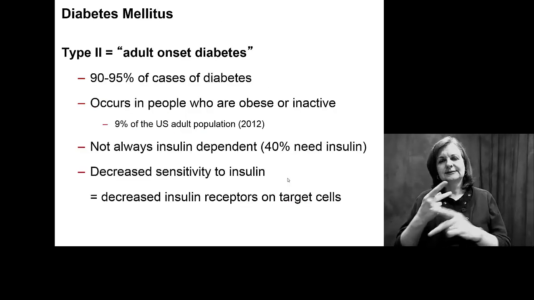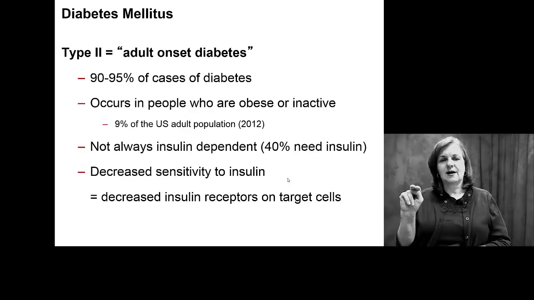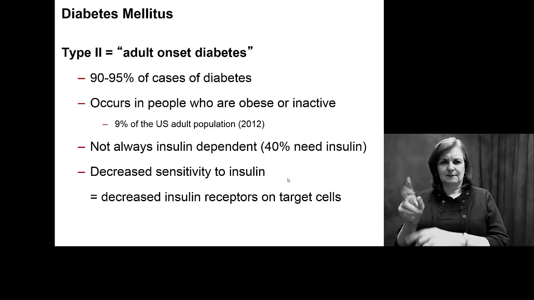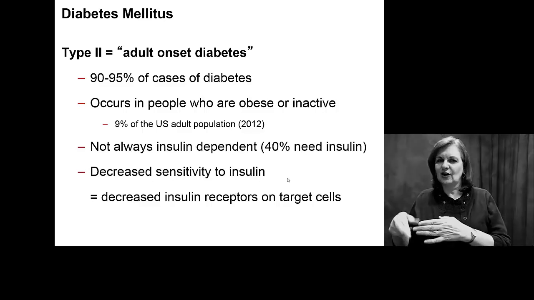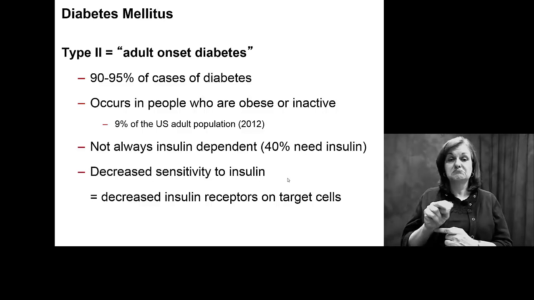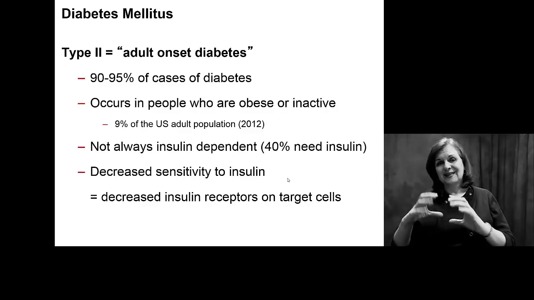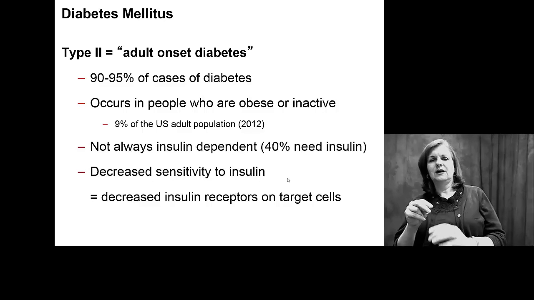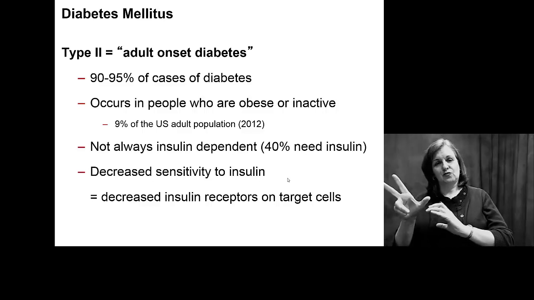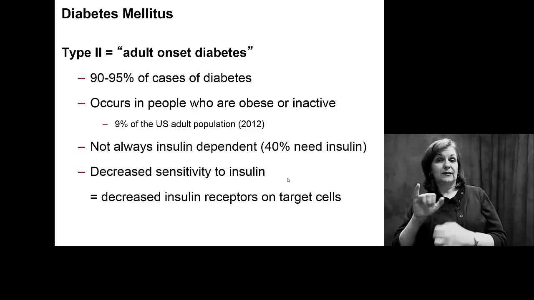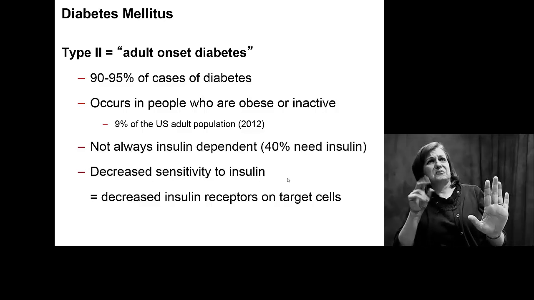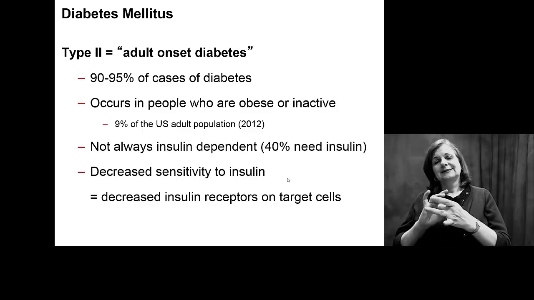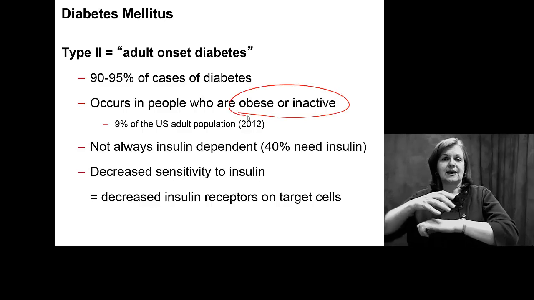Type 2 is what we call adult onset diabetes, and this is actually the majority of the cases of diabetes. And when we look at this, it is not a result of not making insulin. This is a result of your cells that no longer recognize the insulin that you're making. So the receptor proteins on the surfaces of your cells that would take in glucose for cell respiration have said, nope, we're not going to do it anymore. This is often associated with individuals who are obese or inactive.